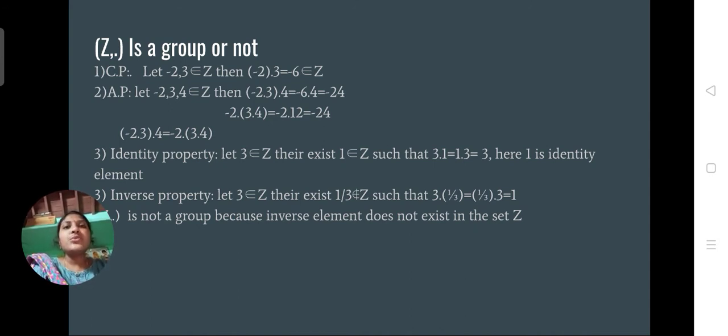Therefore (minus 2 dot 3) dot 4 is equal to minus 2 dot (3 dot 4).